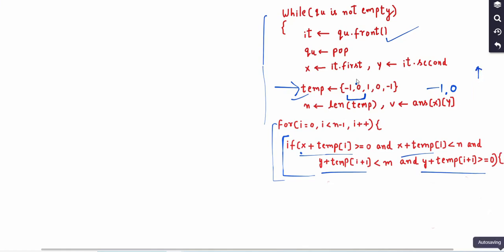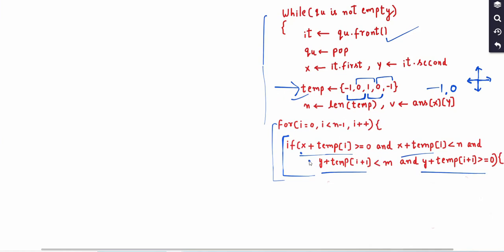The second pair 0 1 moves us to the cell that is right to the current cell. Then the third pair, that is 1 0, moves us to the cell that is below the current cell. Then the final pair 0 -1 moves us to the cell that is left to the current cell. So that's how I navigate using this direction vector.